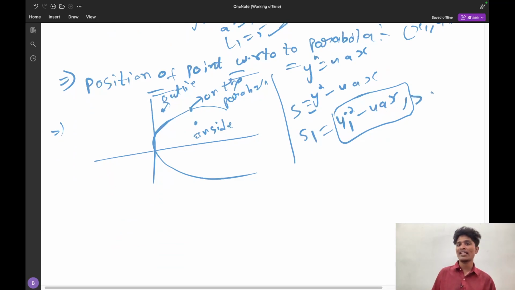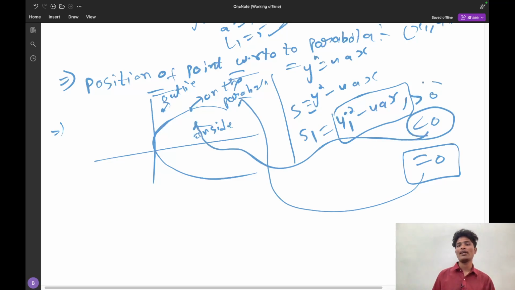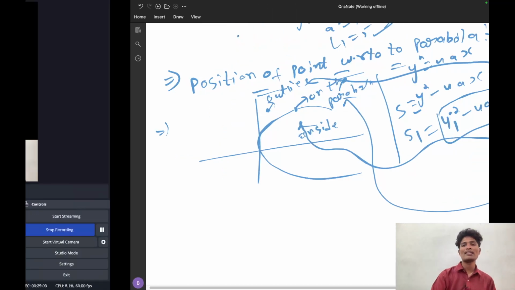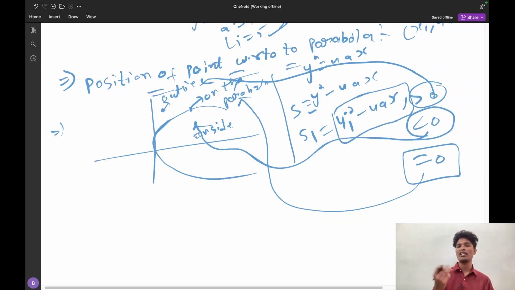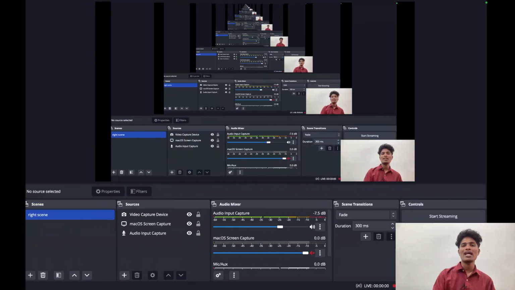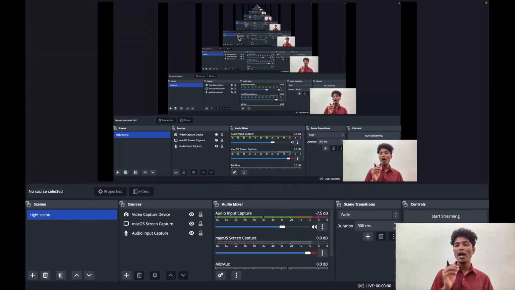If this value is greater than 0, less than 0, or equal to 0: equal to 0 is nothing but on the parabola. Less than 0 will be inside the parabola, and greater than 0 will be outside the parabola. These are the main important results. Greater than 0 is outside the parabola, less than 0 is inside the parabola, and equal to 0 means the point satisfies the parabola. So you have to understand how to evaluate when the point is given.